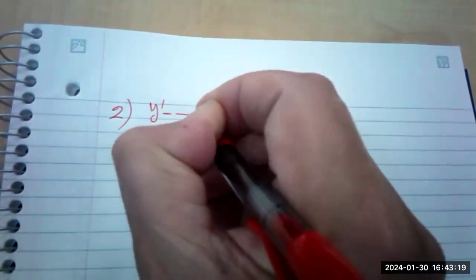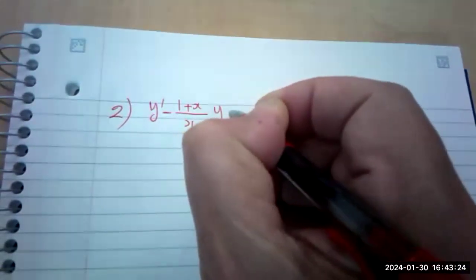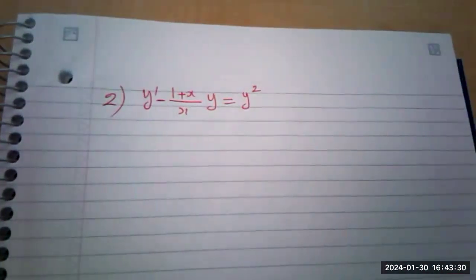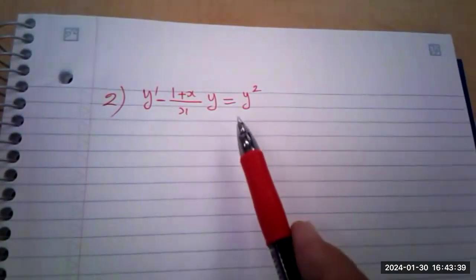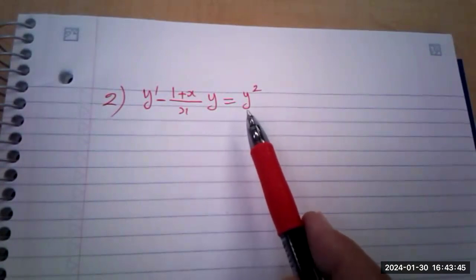Okay, so let's have another one. You have some nice one. We are going to check the solutions on Thursday. So let's check this. It's y prime minus (1 plus x) over x times y, and this is equal to y squared. See this equation? Again, the term to the left is linear, but the term to the right, the q of x is 1, but there is a y squared. So it's a Bernoulli equation.